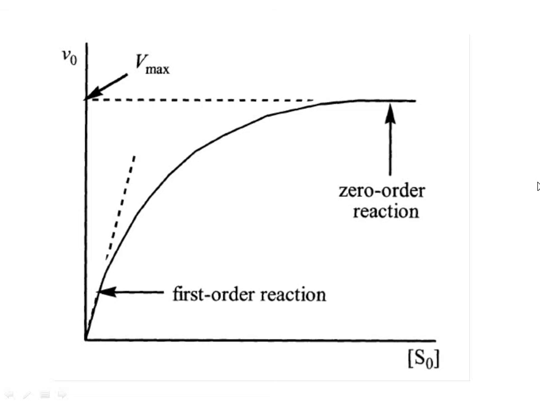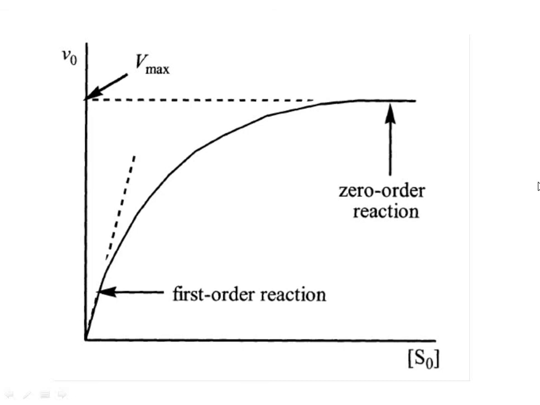And for multi-substrate reactions, where the concentrations of all the substrates but one were kept constant, a graph of initial velocity V0 against initial substrate concentration S0 at a constant total enzyme concentration E0 was found to be a rectangular hyperbola, as shown here.